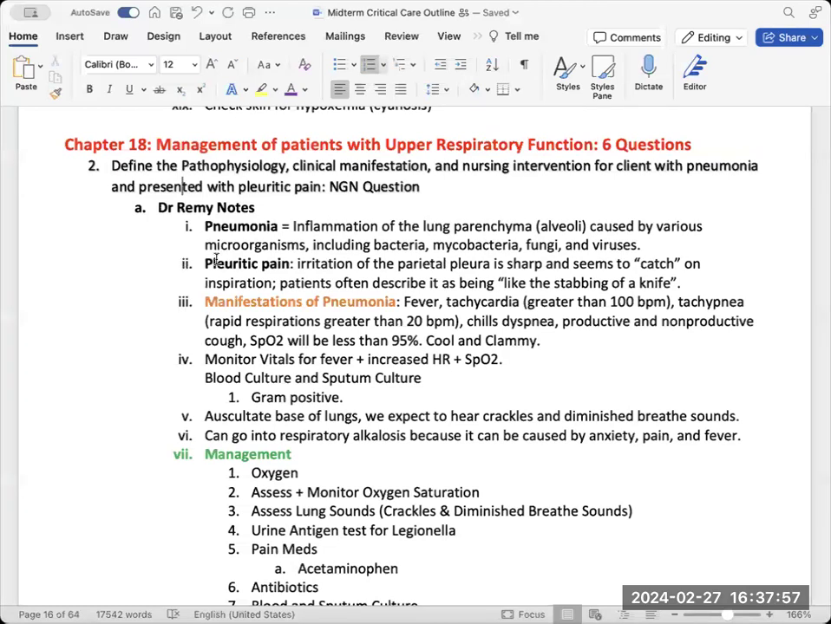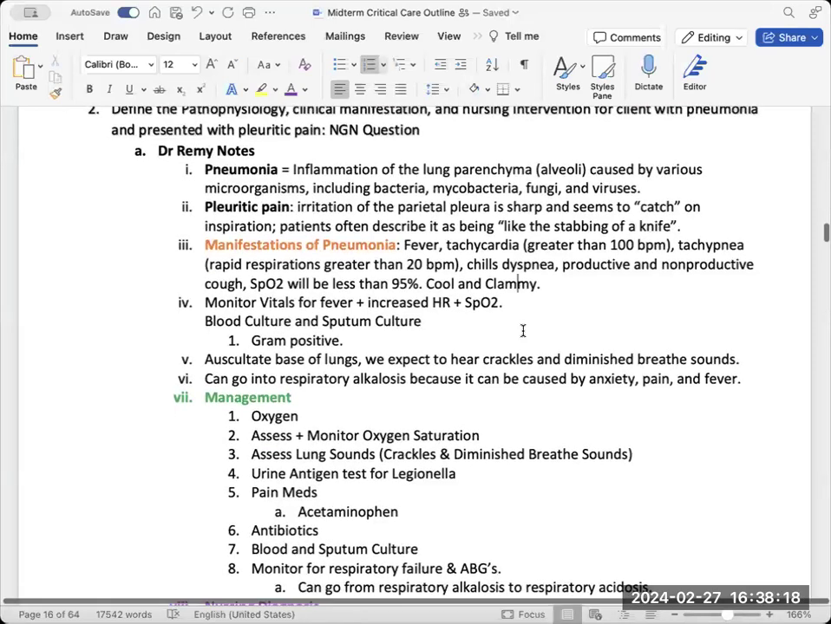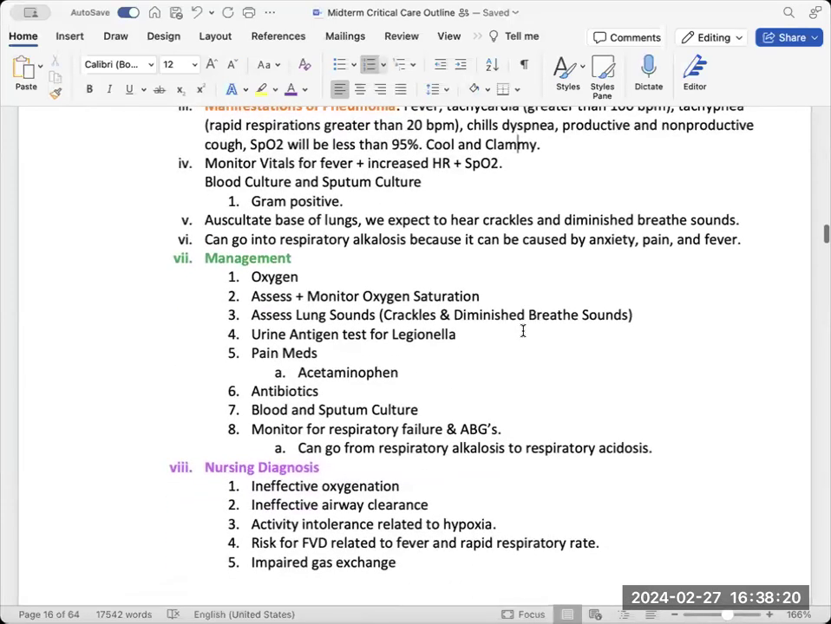What I want to identify to you is pleuritic pain, because that's what this question says, that they're having pneumonia and pleuritic pain. So pleuritic pain is basically irritation of the parietal pleura, which is going to cause sharp pain on inspiration. It's going to almost feel like a stabbing sensation, okay? So management, we already talked about different ways that we can provide management for pneumonia, right? And they're having pleuritic pain, so we want to help reduce their pain.